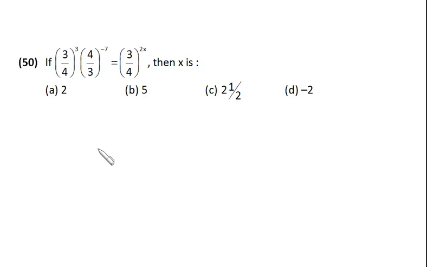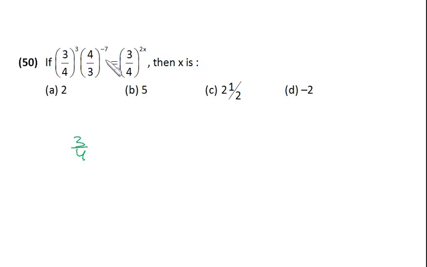Now this problem from power and indices. 3 by 4 raised to 3, 4 by 3 raised to minus 7 is equal to 3 by 4 raised to 2x. So we have to find out the value of x. Now that's pretty simple problem. It is 3 by 4 raised to 3. This is 4 by 3 raised to 7. That means it is 3 by 4 raised to 7. 4 by 3 raised to minus 7.